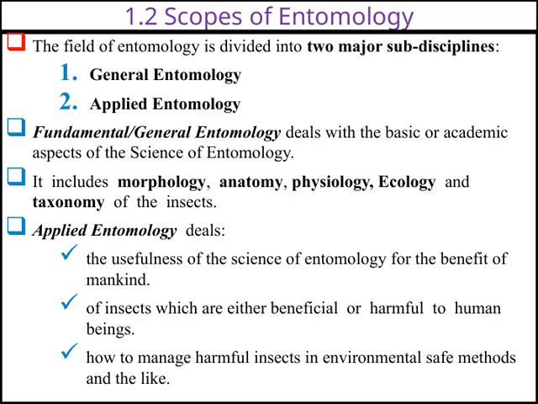First, we'll discuss general entomology, which covers the basic, academic aspects like insect morphology, anatomy, physiology, ecology, and taxonomy. Then, we'll move on to applied entomology, focusing on how entomology benefits mankind by managing beneficial and harmful insects in environmentally safe ways. So, let's dive into these interesting scopes of this important science.